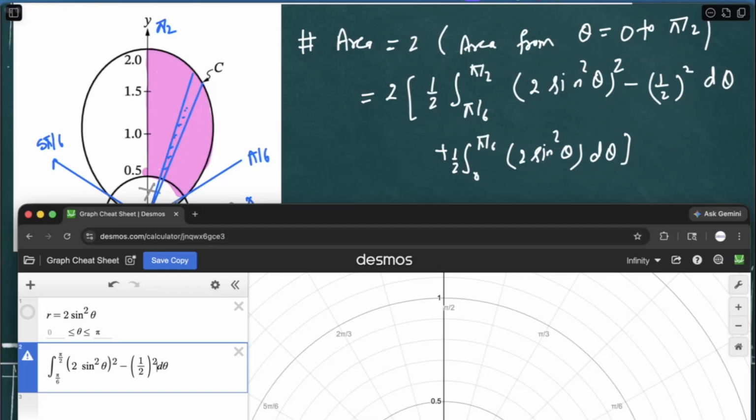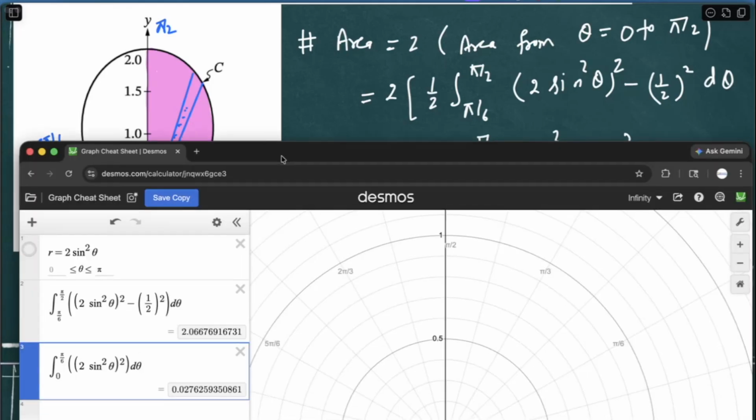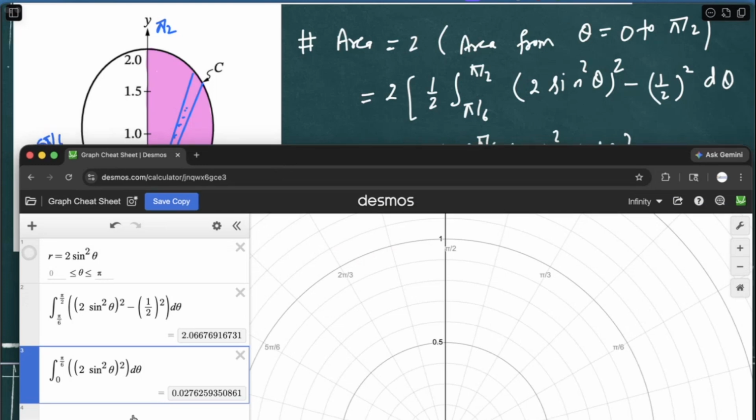Any doubt there? Yeah, this is d theta. There seems to be some issue. Let me just check what the issue is. Yes, this is the value you will be getting for the first integral. The second integral is going to be, let me just copy it and paste it again. This time you only have one single curve, but the integration is from 0 to pi by 6. The answer is coming out like 0.2. Let us just add them.